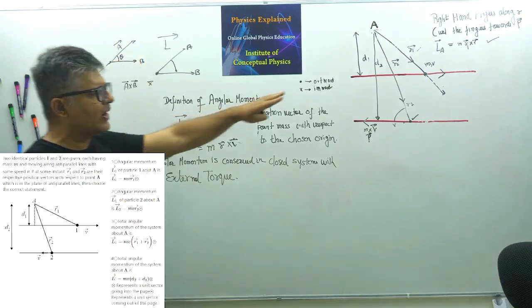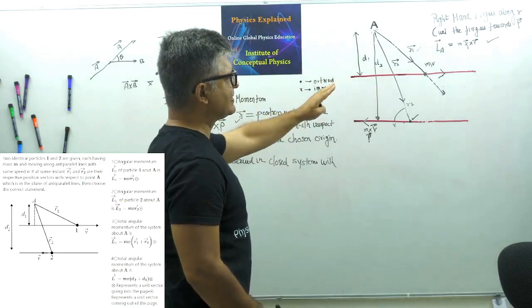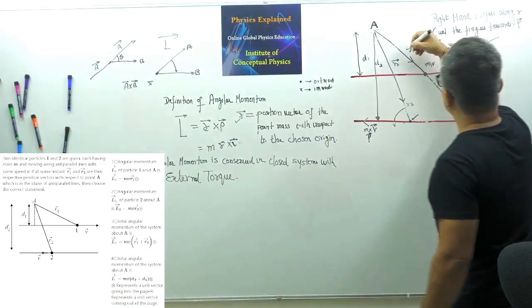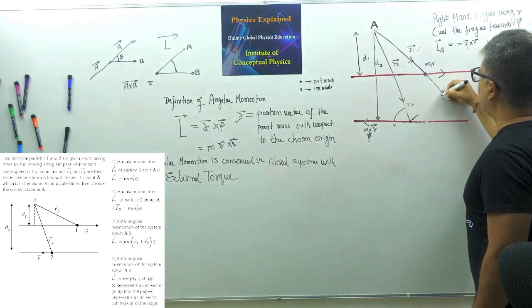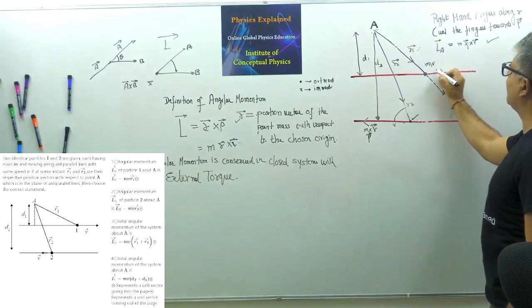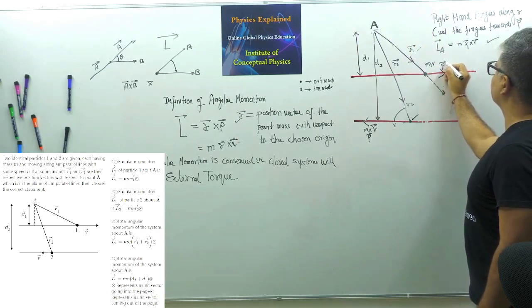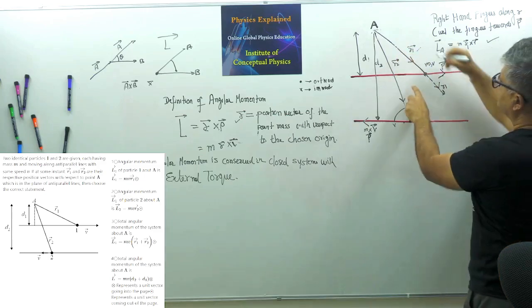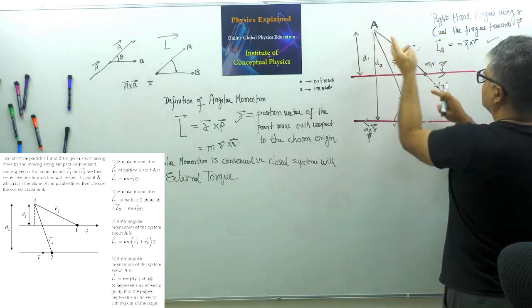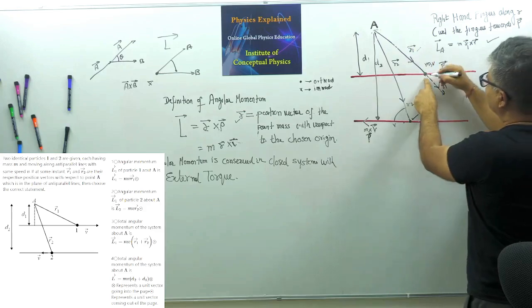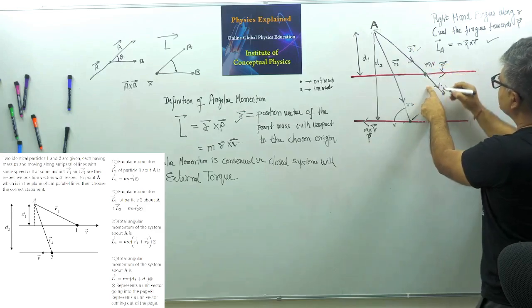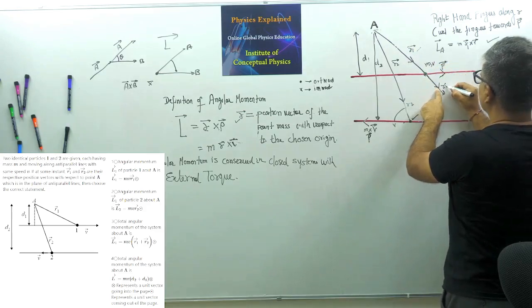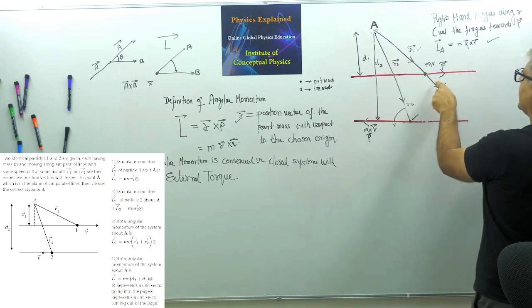So look at this question now. Let's do a comparison. My R is going in this direction. My linear momentum P is rightward. This is my R1, because I can't use this as a position vector. The direction is determined when the tails are in the same place. So this is R1.